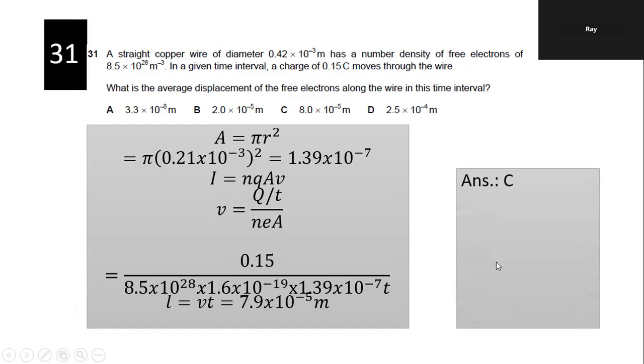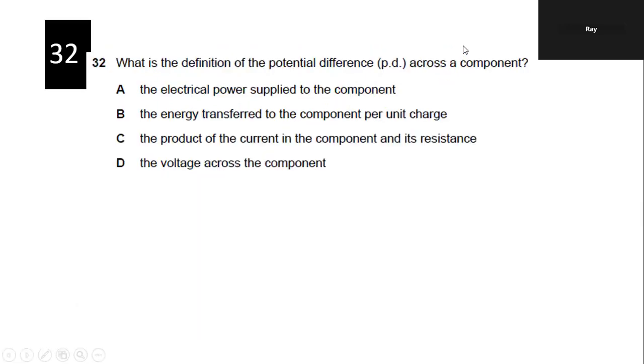Can? Anything not clear? All right, okay, let's go to 32. What is the definition of potential difference across a component? This one is just a repeat question. This is memory work, helping you score.